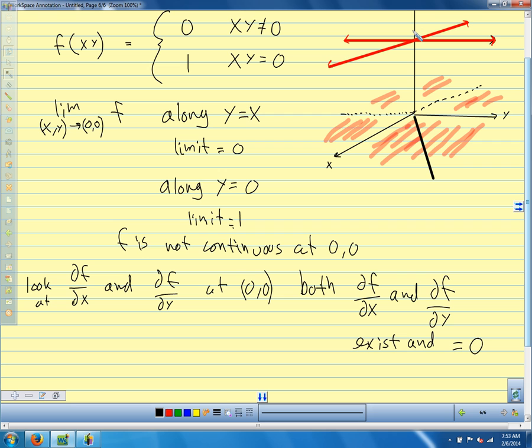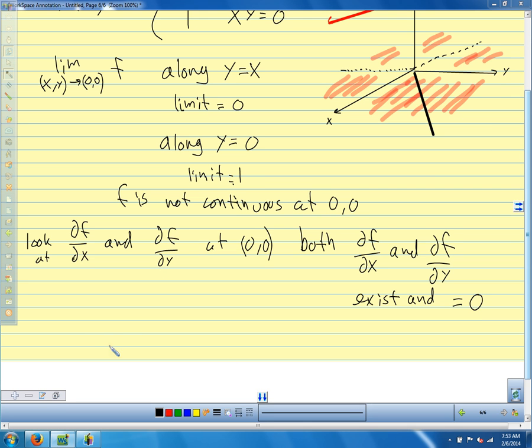All right, questions? So the point of this, I guess I'll say, is that differentiability is more complicated for multivariable functions.